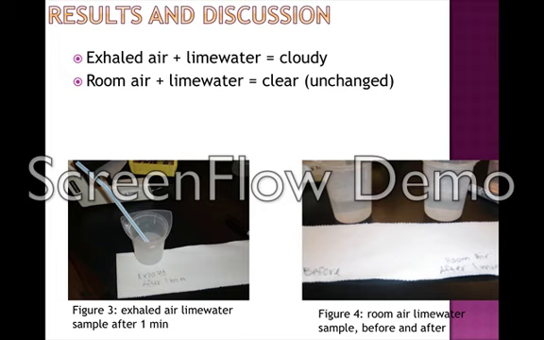For the first part of the experiment, room air and exhaled air were bubbled into two separate beakers containing lime water for 1 minute. The lime water turned cloudy in the presence of carbon dioxide. As seen in Figure 3, the air exhaled into the lime water turned the sample cloudy, whereas the room air that was bubbled into lime water did not affect the cloudiness of the lime water. Our hypothesis was correct in believing that the exhaled air would turn the lime water more cloudy than the room air. This is because there is more carbon dioxide in the air that is exhaled than in the atmosphere.